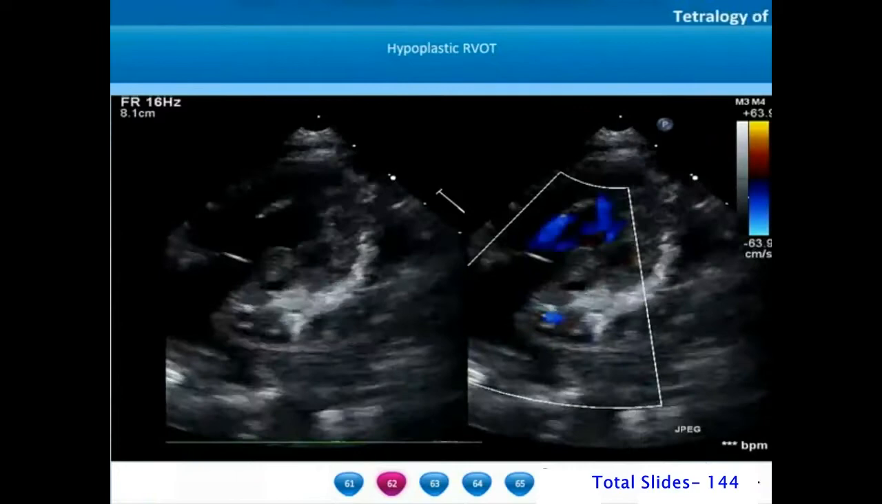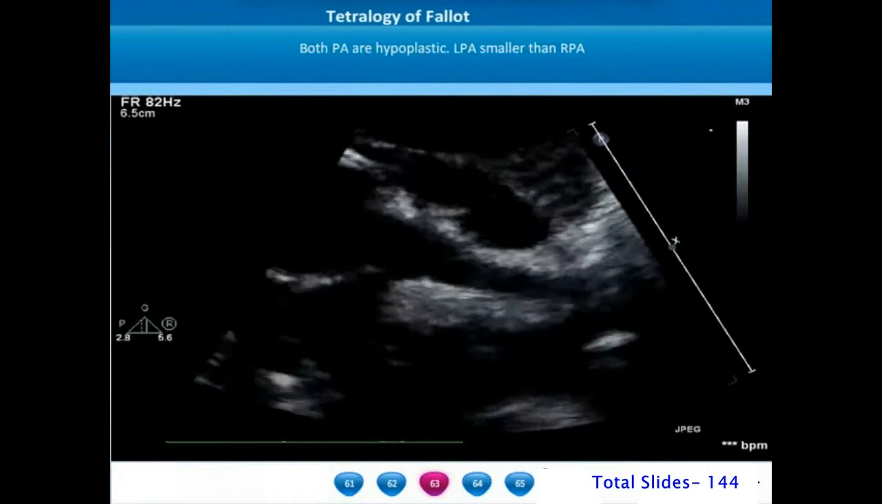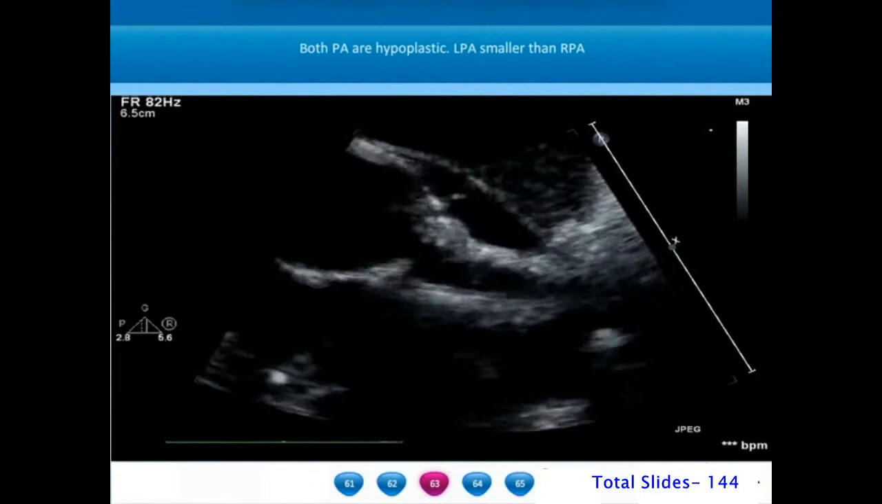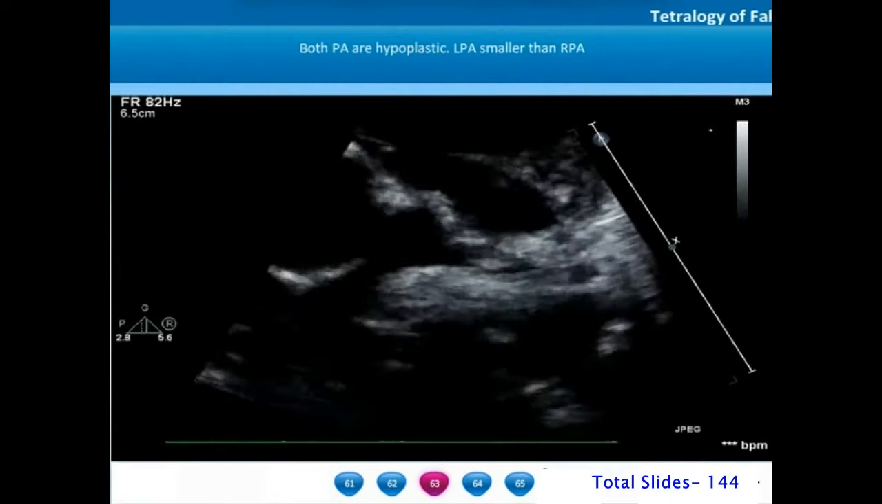Pulmonary hypoplasia is assessed by measuring the mediastinal and hilar pulmonary artery sizes. We can notice in this magnified parasternal short axis view, hypoplastic right and left pulmonary arteries. The left pulmonary artery is more hypoplastic. We can compare the sizes of the pulmonary arteries with the anterior dilated aortic root.